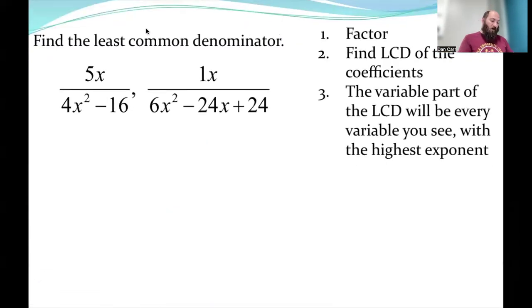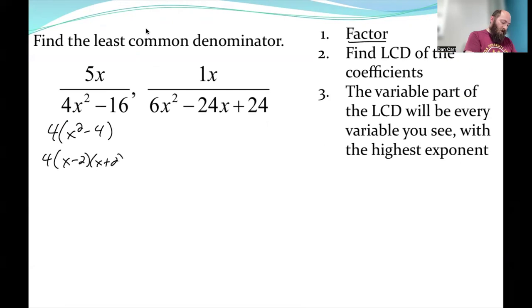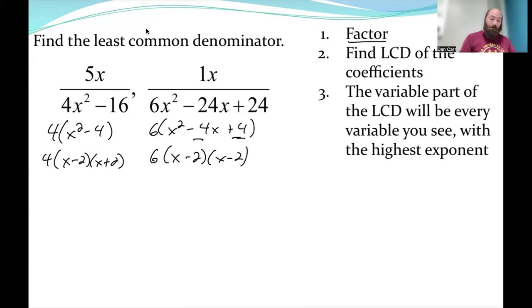Finding it here, again, we need to start with factoring, so I'm going to go ahead and do that here. I can do my GCF factoring, which is 4 times x squared minus 4, and that's going to be x minus 2, x plus 2. Here I could factor a 6 out, so it's going to be x squared minus 4x plus 4. And then I can factor this, because what multiplies to 4 and adds to negative 4 is going to be x minus 2, x minus 2.